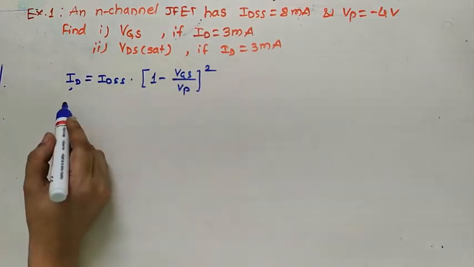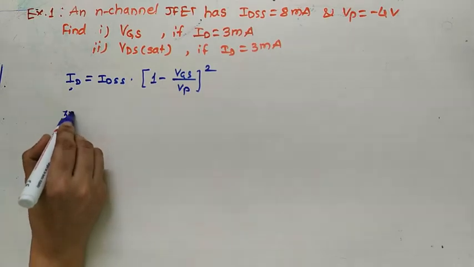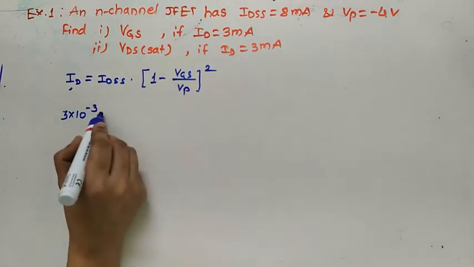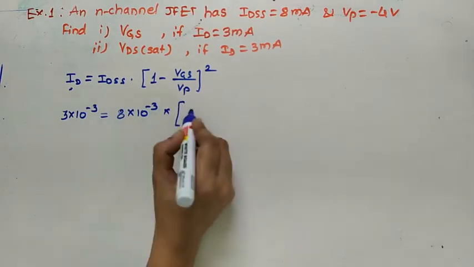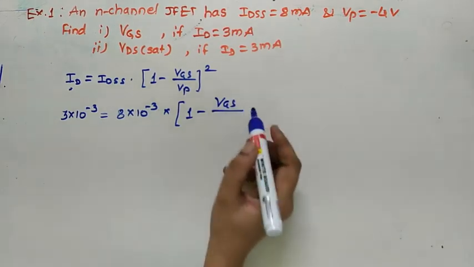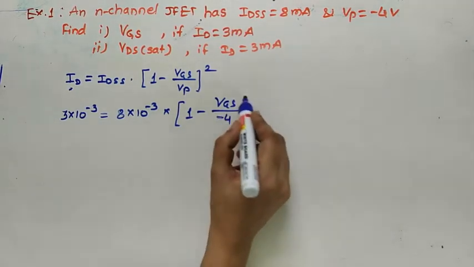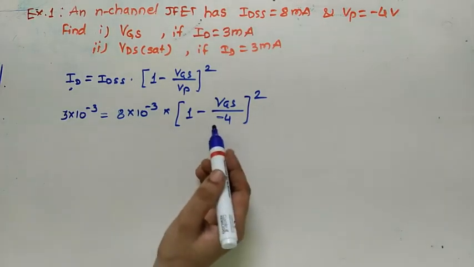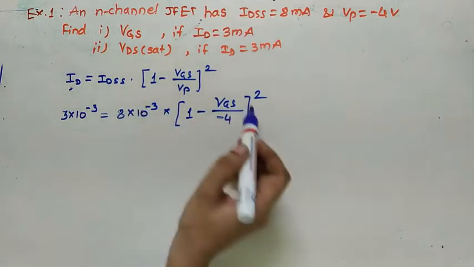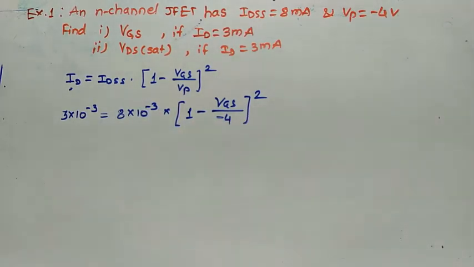So we can put the values. ID is 3 milliampere, so 3 into 10 raised to minus 3 is equal to IDSS, 8 milliampere, into (1 minus VGS upon VP, that is minus 4) squared. This way we can find the value of VGS, which is unknown in this equation. You can directly put the same equation on your calculator and find the value of VGS directly.